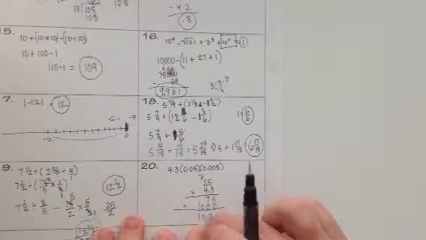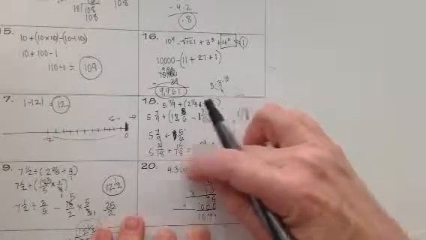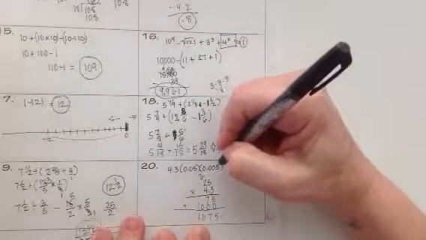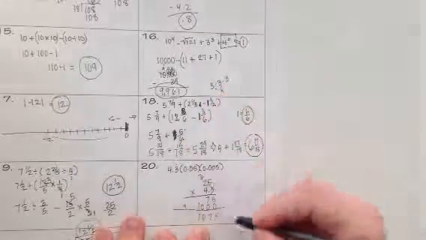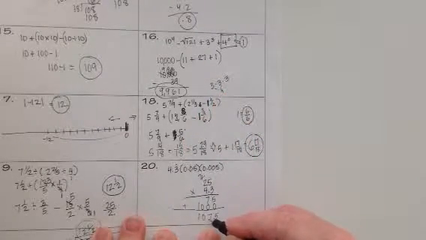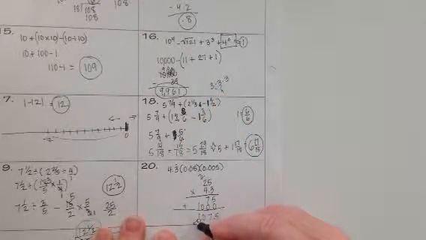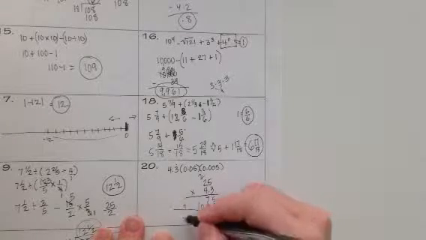Now, that is not my answer because I have to count up all my decimal places. I had 1, 2, 3, 4, 5, 6. 6 places from here. 1, 2, 3, 4, 5, 6. Bam.